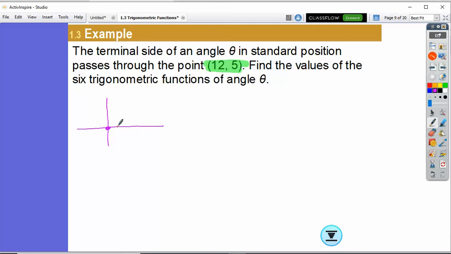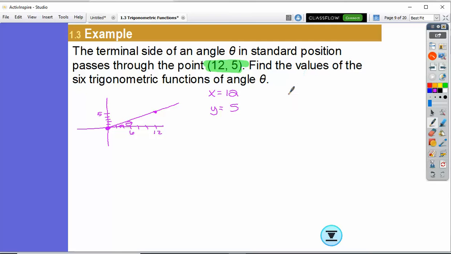I'm not going to be real precise here. You certainly can. So that's your point on the terminal side. I want the 6 trig functions of theta. The picture is not really necessary. I'm just using it to kind of show you what our angle looks like. We know from ordered pairs, what's the x value? 12, because an ordered pair is x comma y. Our y is 5.